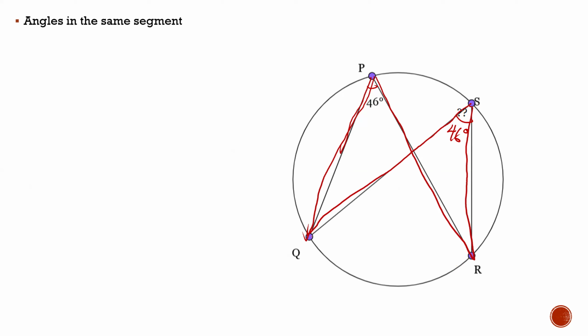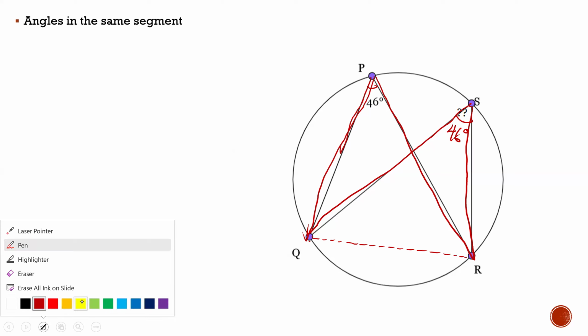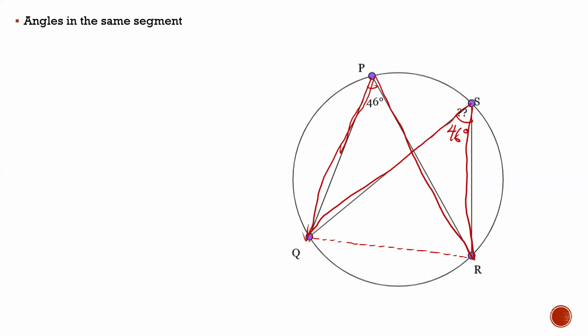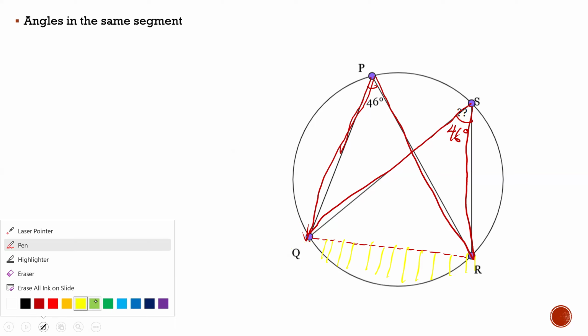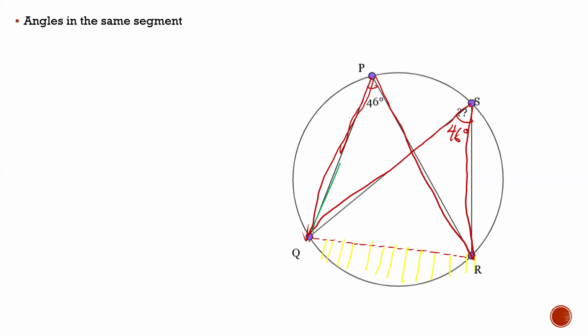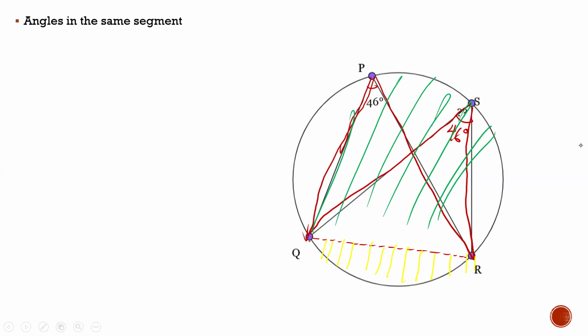They are subtended from points Q and R, and you can draw an imaginary chord here. This is one segment. I'll call this the minor segment. And this is the major segment, this big one right here. So the angles in the same segment are equal. These angles are equal.